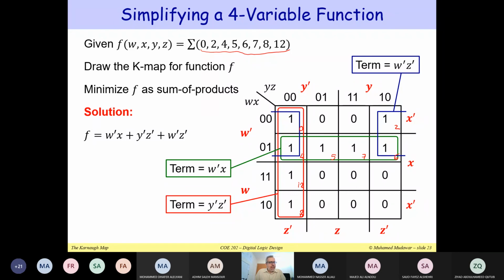It only has 6 literals, not 32. The sum of minterms has 32, and we're able to simplify it to 6 without the need to use any Boolean algebra. We got this expression directly from the Karnaugh map. You see how useful it is and so easy to use?